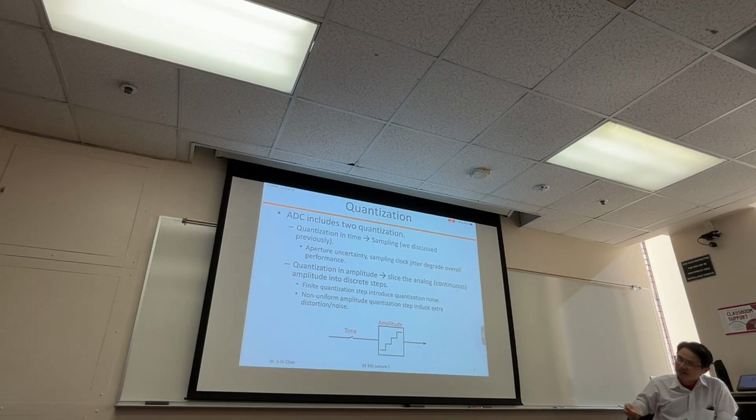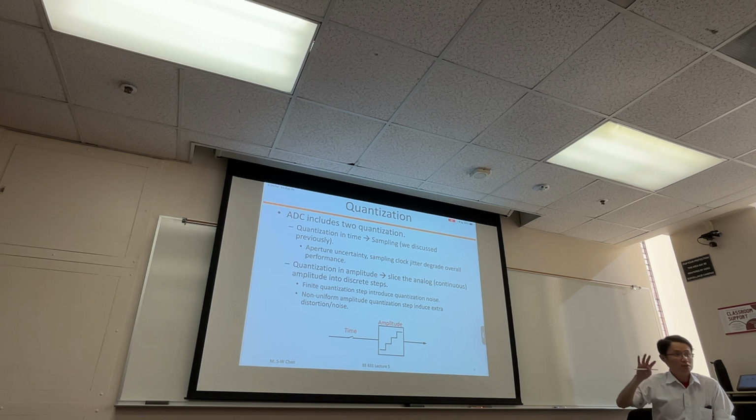Even though in math we pretty much model that as multiplication by a delta function, a delta train, in reality there are a lot of details. There are aperture uncertainties, there are sampling clock jitters, and so on and so forth. After I finish this ADC basics, I will come back to that point. I will show you all the defects related to the sampling action. Hopefully at that time you're going to appreciate more why sampling is not as simple as just viewing it as multiplication by a delta function.